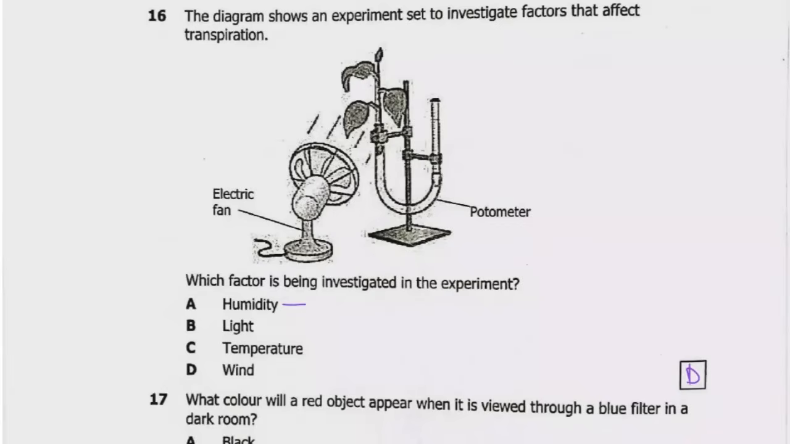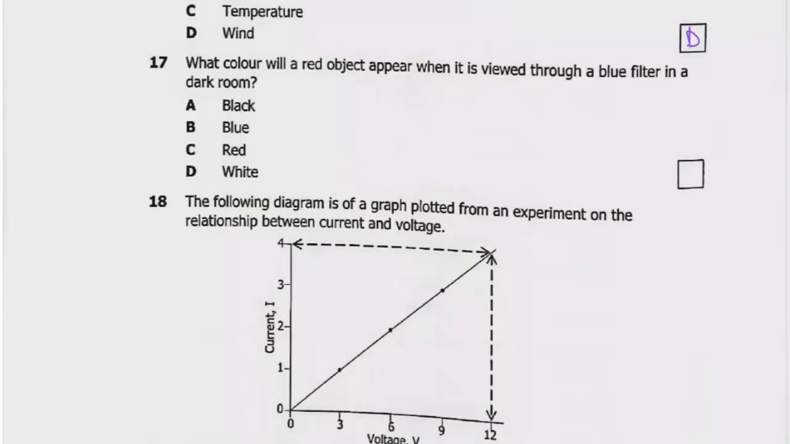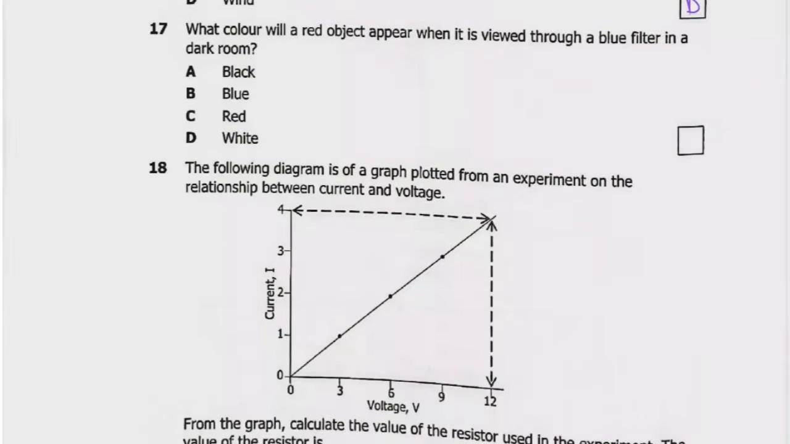Now let's go to question 17. Okay, so question 17 is as follows. What color will a red object appear when it is viewed through a blue filter in a dark room? So it's a dark room, and then you see using the blue filter.